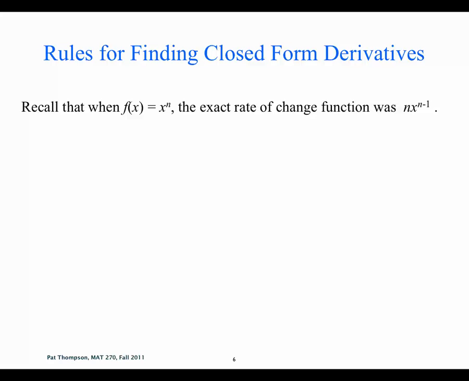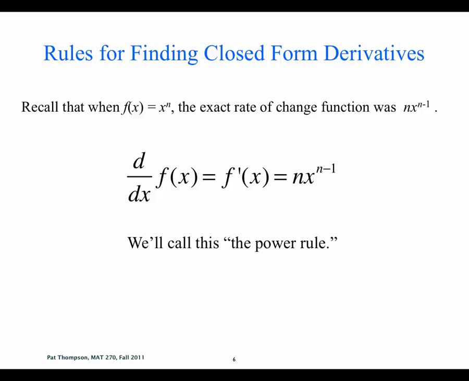So we did one on Friday. Recall that if f of x was x to the n, the exact rate of change function was n x to the n minus 1. So we could say now that the rate of change of f with respect to x is n x to the n minus 1. That's our first rule, and we'll call this the power rule. When you have x, your input, to a power, its rate of change function is that power times x to the n minus 1, or 1 less than the power you had before.